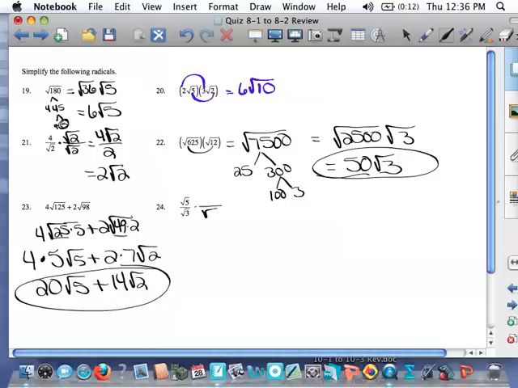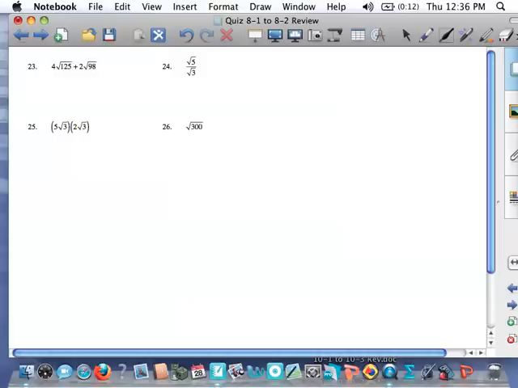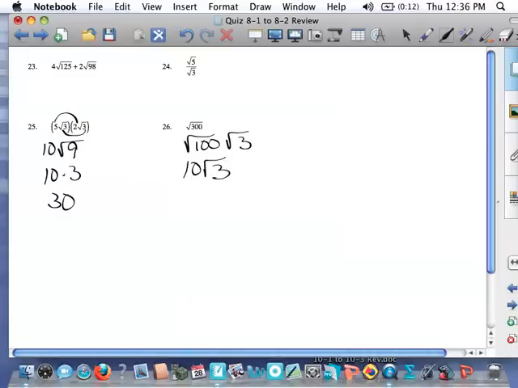Last one. Rationalize the denominator by multiplying by root 3. You're going to get square root of 15 over 3. Next, I think I had those already. We'll do 25 and 26. Again, multiply what's on the outside together. 5 times 2 is 10. Multiply radicands together, square root of 9. 10 times the square root of 9, which is 3, gives you 30. And finally, 26 becomes the square root of 100 times the square root of 3, or 10 root 3.